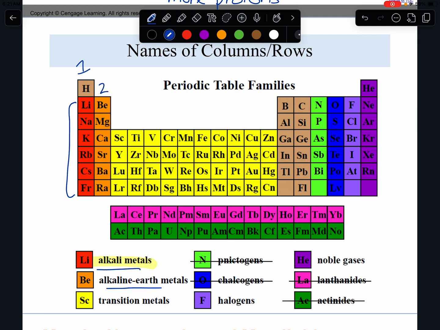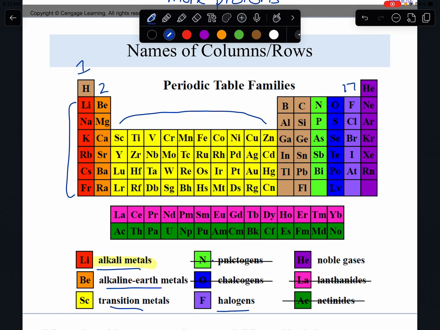You do have to know group 2. That is alkaline earth metals. Okay. You do have to know this section. We call this transition metals. You will learn why that name comes about. You do not have to know the ones that I've crossed out. It's just informational. But you do need to know this group right here.